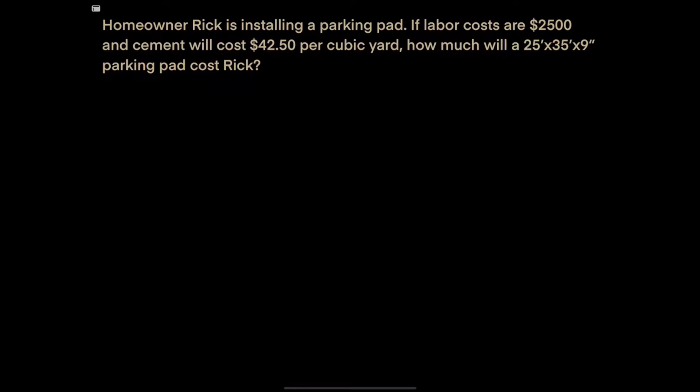So to start this problem, the first thing I notice is that our measurements are in feet and inches. We've got our 25 feet, we have our 35 feet, and then we have our 9 inches. So to convert our inches into feet, we want to figure out the relationship between 9 inches and a foot.